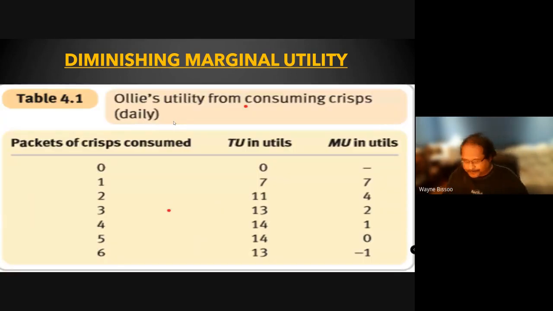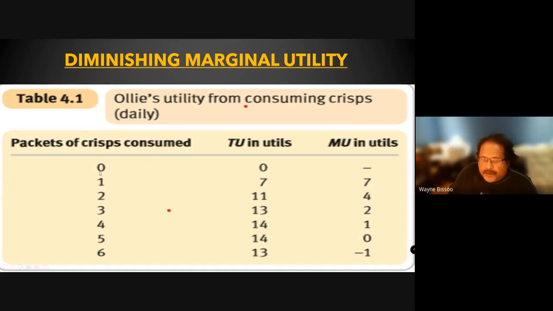So look at this table. In this table, we're talking about an individual called Ollie, and he's consuming crisps. Now this is a UK book, so crisps for our sense is potato chips, okay? So packets of crisps consumed, and they're measuring total utility, that's what TU is, in utils, and marginal utility in utils. The number of packets is 0 to 6. And what we're going to do is go across here and see what happens with this consumer as they continue to consume more and more items.